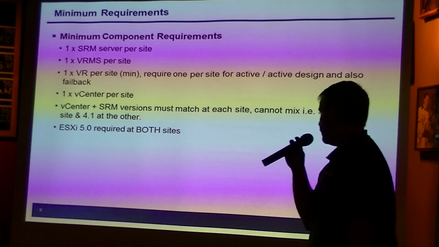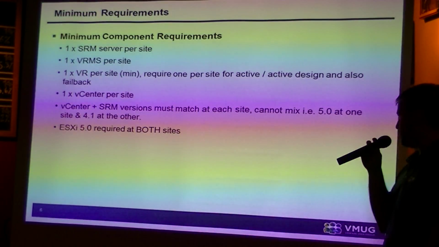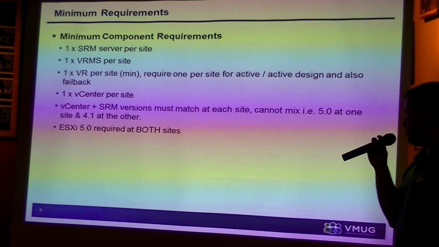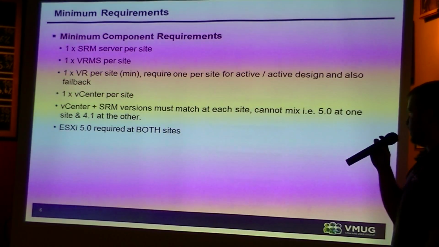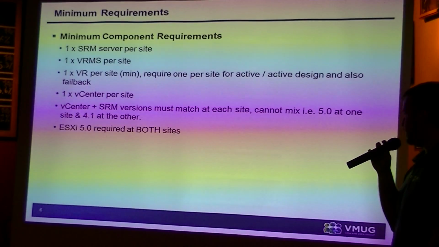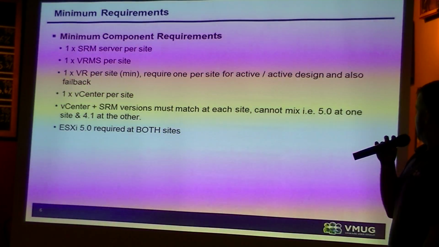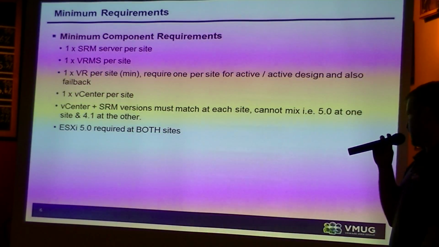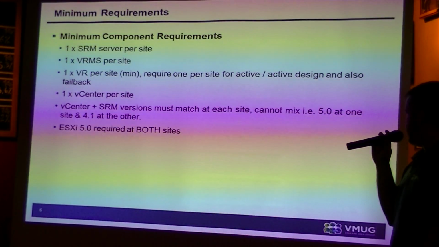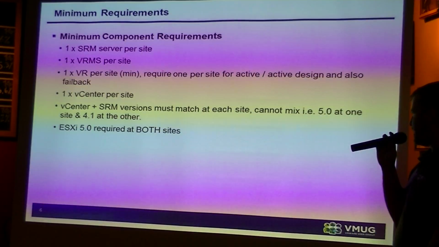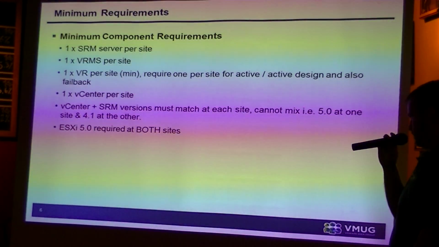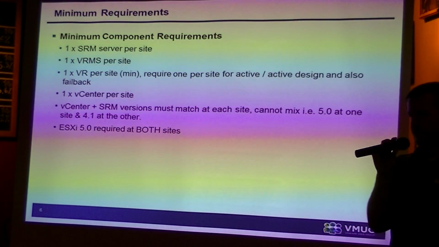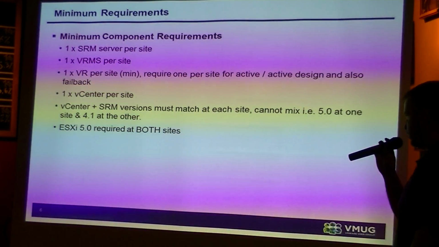With this, you're going to need an SRM server at each site. You're going to need a vSphere replication management server at each site. You're going to need a vSphere replication server at each site. You are also going to need a virtual center at each site. And all of your versions have to match. So if you're at version 5 throughout, if one goes to update 1, you've got to update everything to update 1.